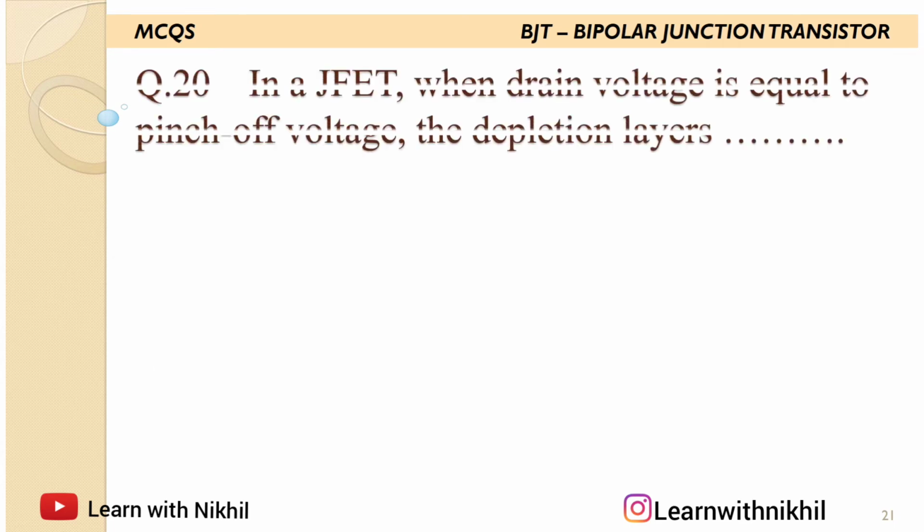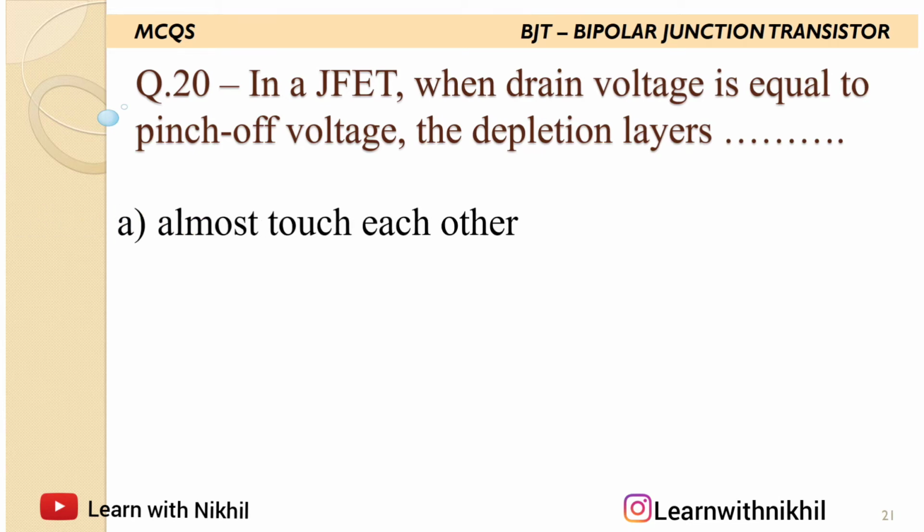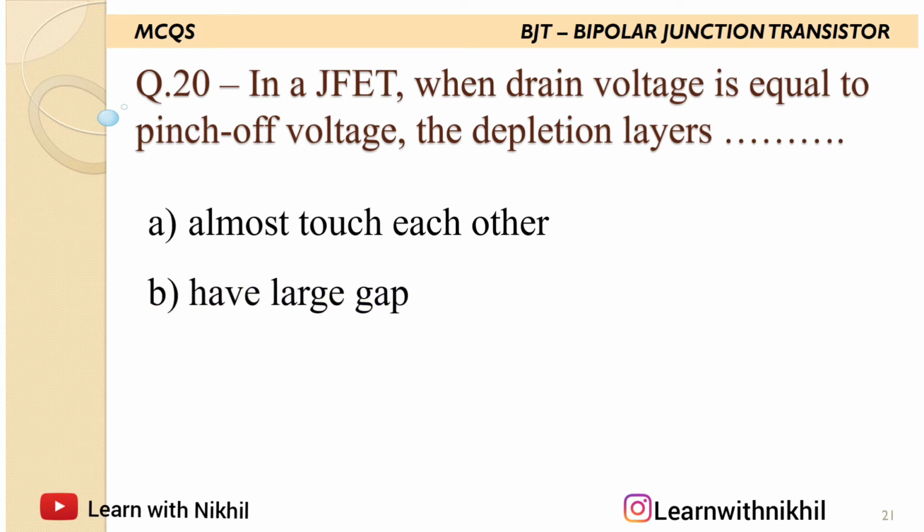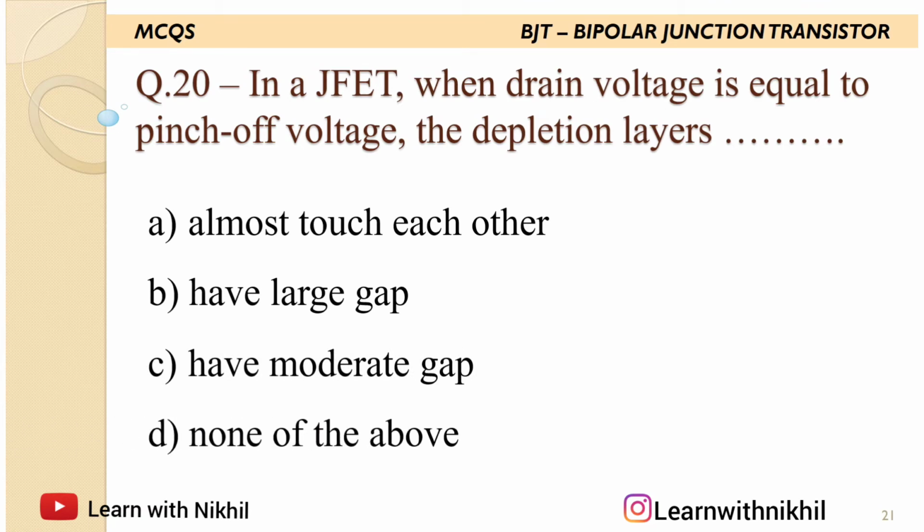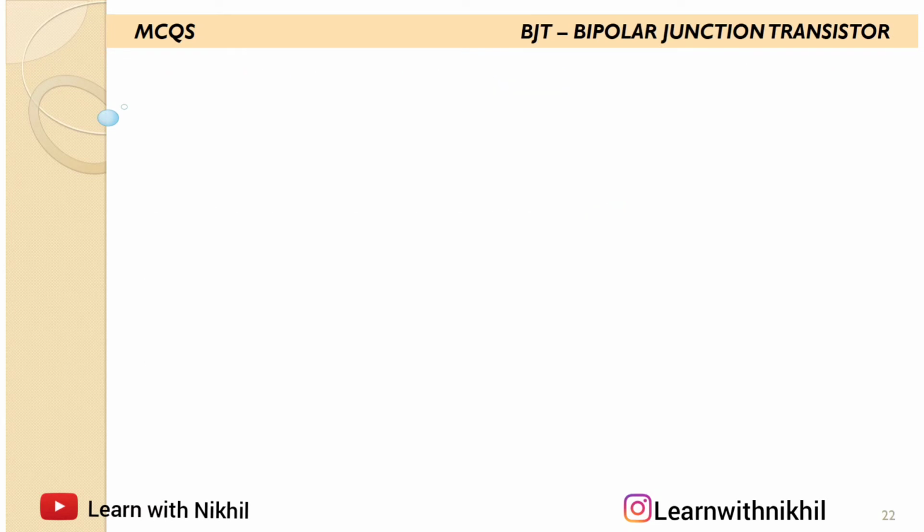Next question. In a JFET, when drain voltage is equal to pinch off voltage, the depletion layers: A. Almost touch each other. B. Have large gap. C. Have moderate gap. Or D. None of the above. And the answer is the depletion layers almost touch each other.